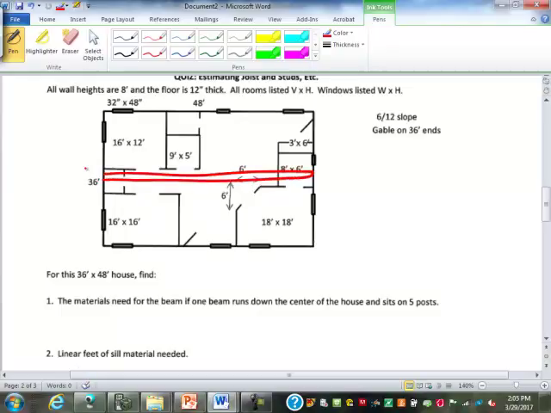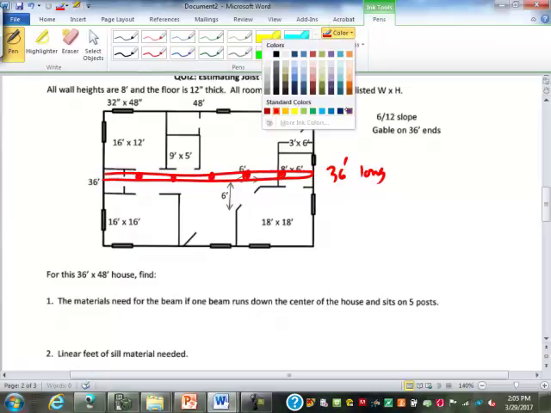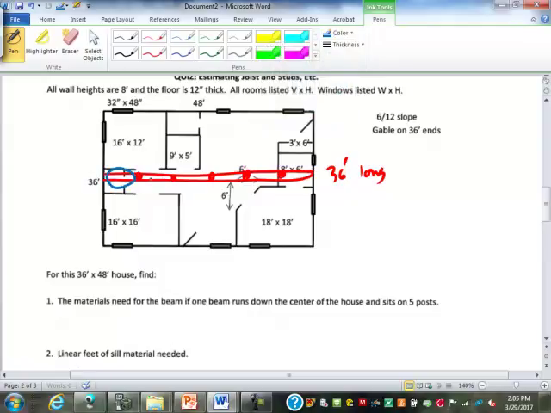It's going to be 36 feet long. It sits on 5 posts, it says. Well, if it sits on 5 posts, that means that we are going to actually have 6 spans. It takes 5 posts to cut that into 6 spans.